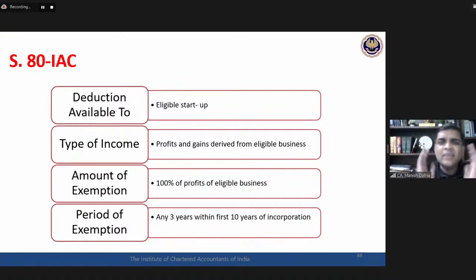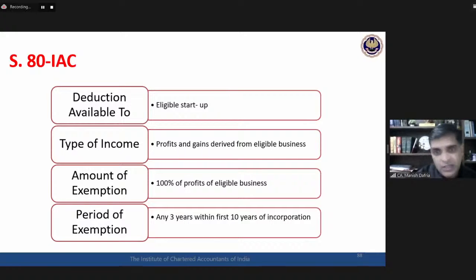I can claim this exemption in any 3 years within the first 10 years of incorporation. In my first 10 years of incorporation, I can claim the exemption in any 3 years. When law talks about any 3 years, it actually means any 3 consecutive years. So once I have started claiming the deduction this year, next year, and then the next year, in all 3 years I can claim this deduction.